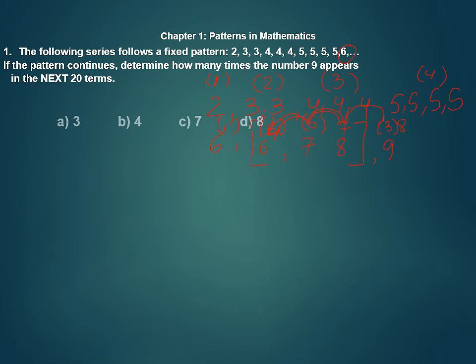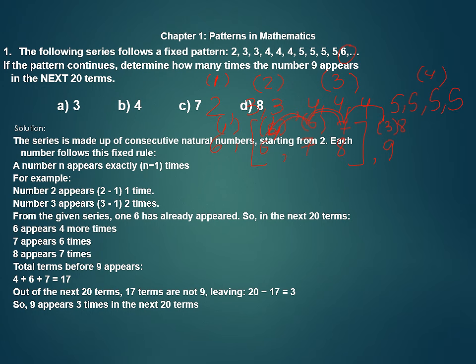Let's see the explanation. We have the options 3, 4, 7 and 8. The series is made up of consecutive natural numbers starting from 2. Each number will follow a fixed rule. Every number is appearing exactly one time less than its value. Number 2 is appearing one time, 3 is appearing two times. From the given series, we see that 6 has already appeared once. So in the next 20 terms, 6 will appear 4 more times as I have written.